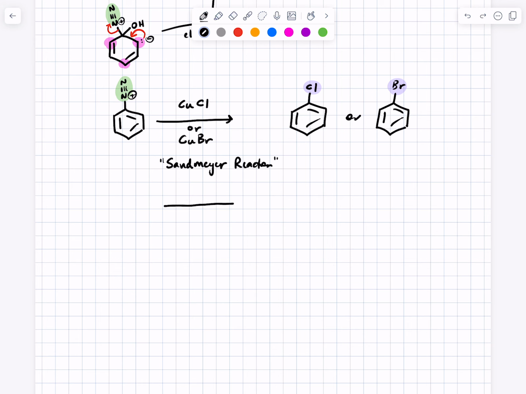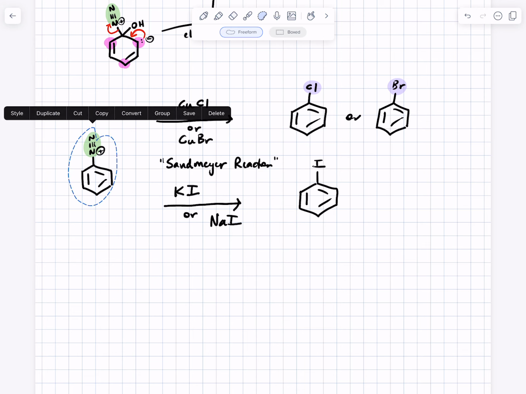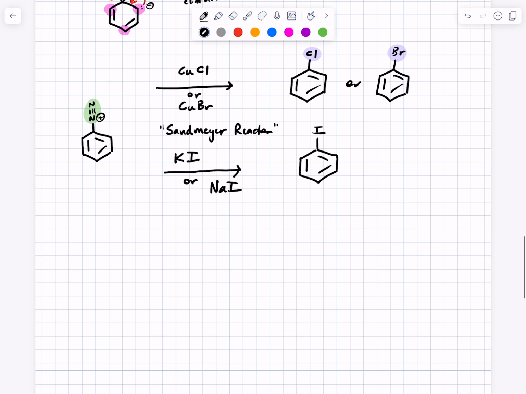What if you wanted to put an iodo group on the benzene ring? The idea there is we didn't really have an iodine-based electrophile for doing aryl iodination, but you can do it using either potassium or sodium iodide, where potassium or sodium are the counter ions, and that will take this same aryl diazonium salt starting material and give you the corresponding aryl iodide. So now you can put iodine on rings.